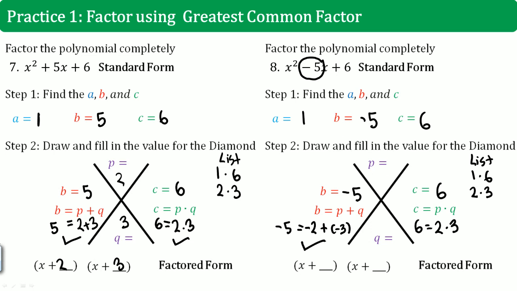So that works. Since I changed the numbers here, I want to come back to the right and check it here as well. Negative 2 times negative 3 gets me my positive 6. So that checks out. So my P is going to be negative 2 now, and my Q is going to be negative 3 now. So my answer would be x minus 2 and x minus 3.